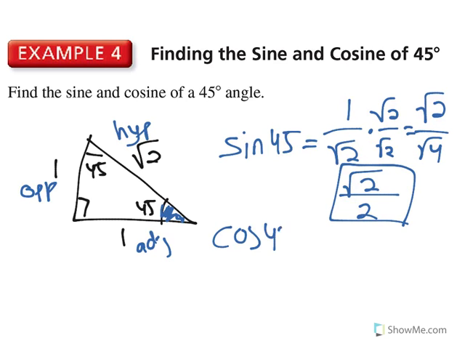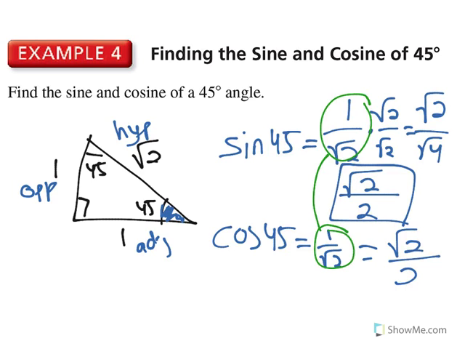Cosine of 45, we do adjacent over hypotenuse, so that's 1 over the square root of 2. If you notice, these are the same. So when I rationalize them, they're going to be exactly the same. So this one will also equal the square root of 2 over 2. And this would make sense, right? Because sine of an angle is equal to cosine of its complement. Well, cosine of its complement is going to be cosine 45. So they are actually equal to each other, and you get the same thing either way.